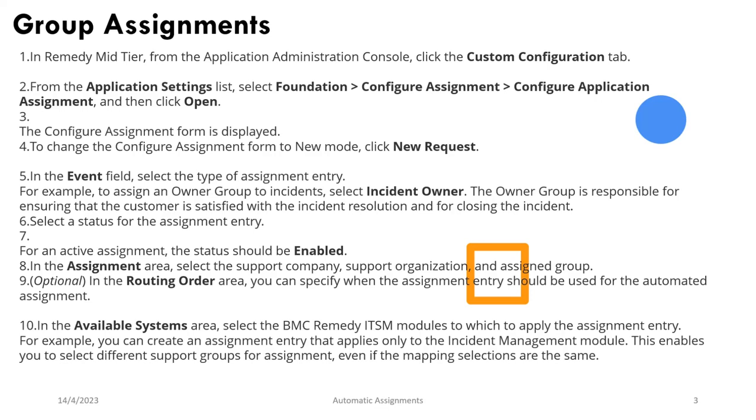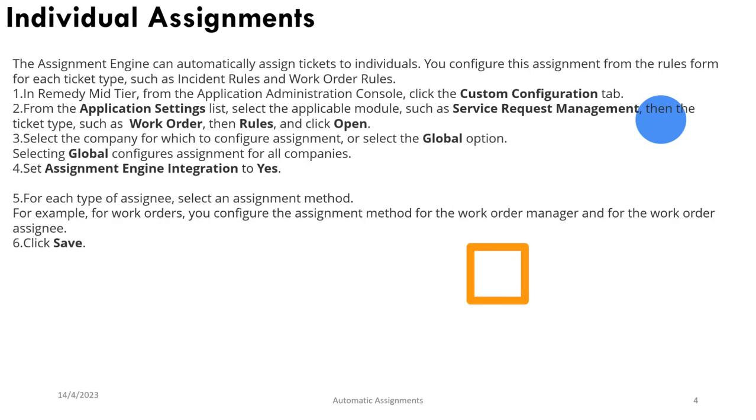Then the last option which we have is the available systems. Available system means this particular assignment rule which we are configuring, it should be available to whom. So we will see this also in the practical video. Then we have also 3 rules for individual assignments. There is a provision given here for how you can access them. Every application has its own mechanism of accessing the rules.